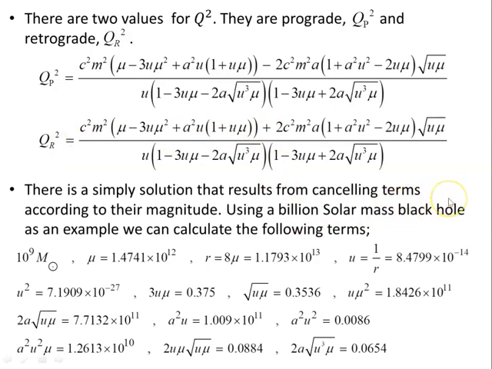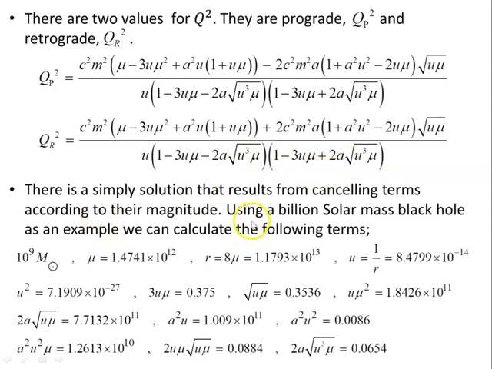Okay, this task now of simplifying. Well, can we get down to something similar? Well, there is a textbook, Relativity for Physicists, and they quote some results. So let's have a look at how we could get those results. Now, there is a simpler solution, not simply, but a simpler solution that results from cancelling terms according to their magnitude. There are some terms in here which are very, very small and some which dwarf others.